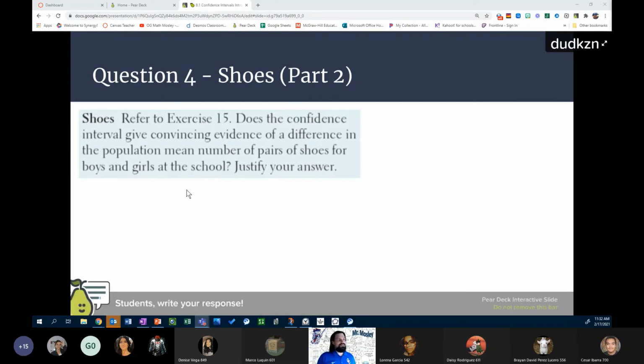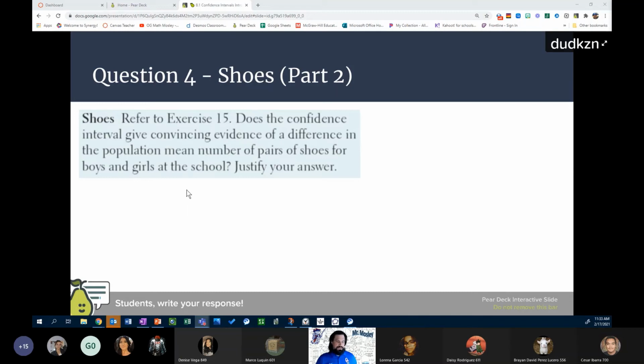It's basically asking, based on the data we collected, do we think there is a difference between the amount of shoes that boys own at school and girls? Based on the interval, the fact that our interval is basically from like 10 to 26, give or take some decimal places, that means the most plausible results say that there is a difference.